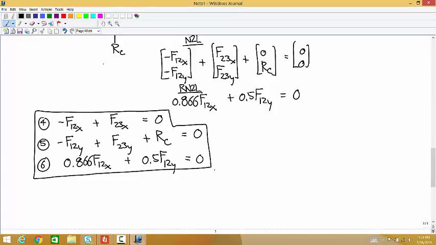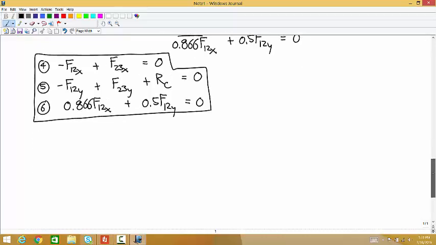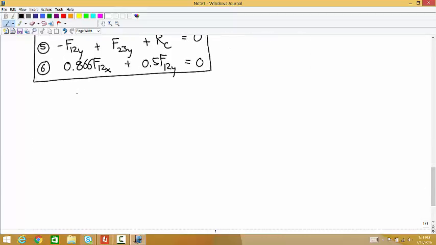We have one more body to deal with. So free body diagram of 3.